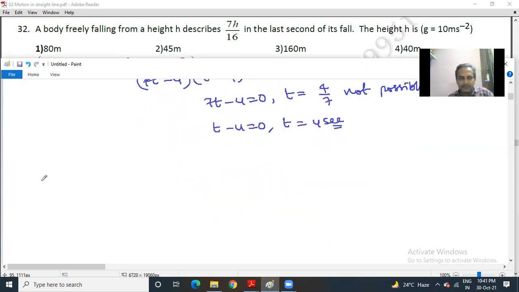Making use of this, let us find out the height of the tower. h equal to ut plus half at square. u is anyhow 0, so it is half g t square. The total time of travel is 4 seconds. g is 10. Then t is equal to 4 means t square will be 16. So this is 5 times 16. The answer will be 80 meters. So the first option is correct.